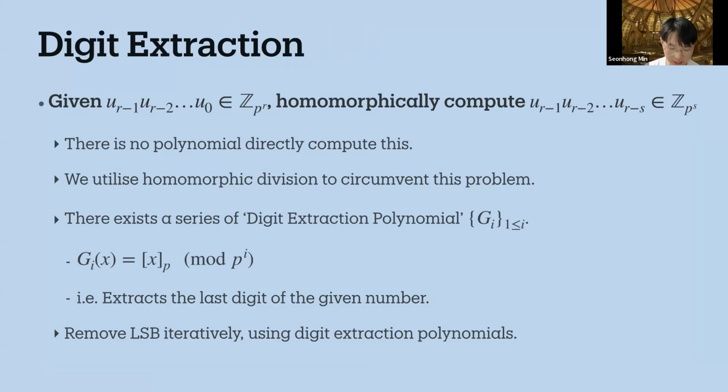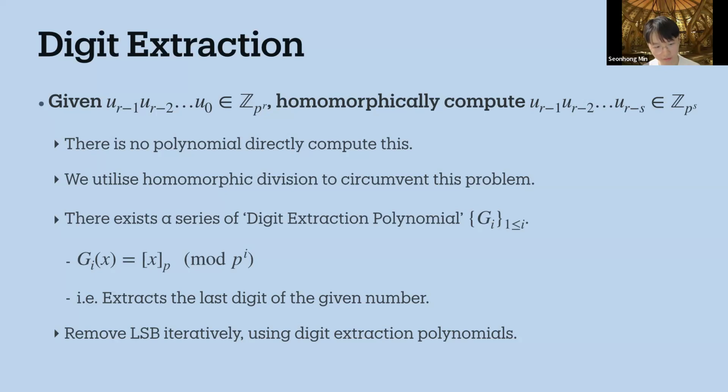Now, finally, let's get into the details of the digit extraction step. During the digit extraction step, we have to get rid of the lower R minus S digits homomorphically, but there is no polynomial that directly computes this. So we have to utilize some homomorphic division to circumvent this problem. In HS18, the authors discovered that there exists a series of digit extraction polynomials. It essentially extracts the last digit of the input.